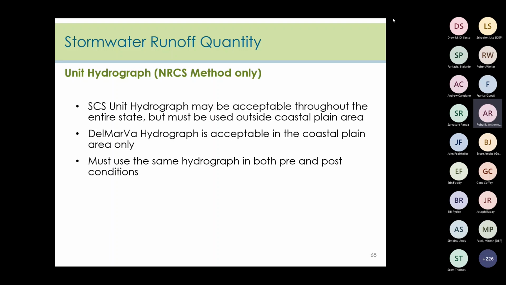And correspondingly, the Delmarva hydrograph should always be used for sites within the coastal plain area. And use of the Delmarva hydrograph is actually only acceptable within the coastal plain. But no matter where you are in the state and which hydrograph is being used, the reviewer must make sure that the same hydrograph is used for both the proposed and existing conditions.